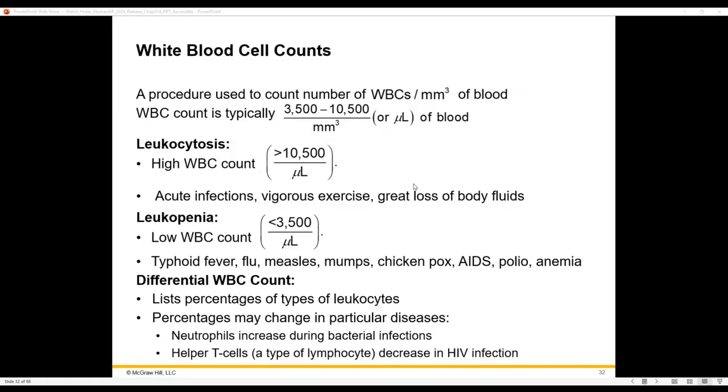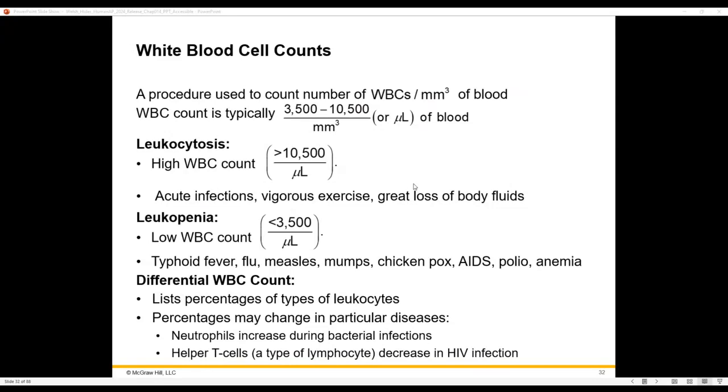Okay, we can do white blood cell counts. This is a procedure used to count the number of white blood cells per cubic millimeter of blood, and it should be between 3,500 and 10,500 per cubic millimeter of blood. Leukocytosis is a high white blood cell count, when it goes above 10,500.